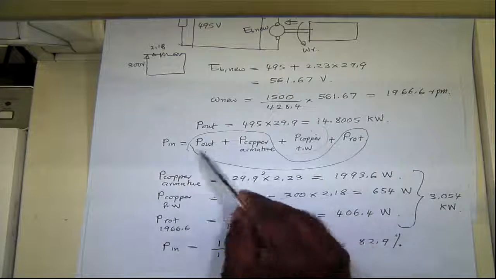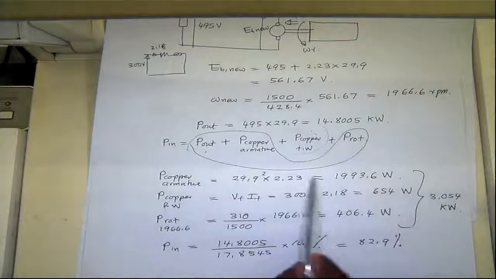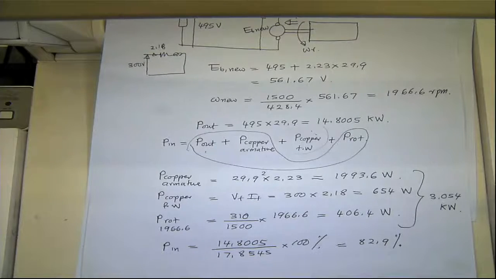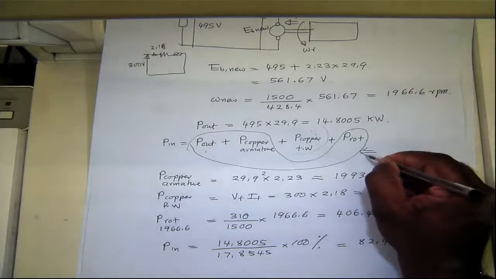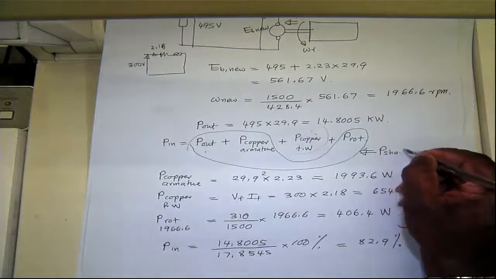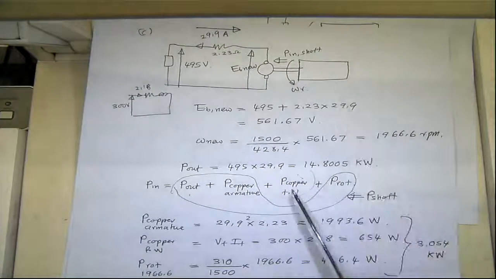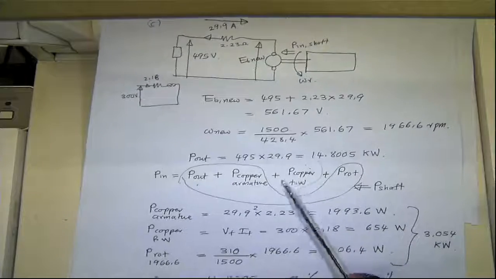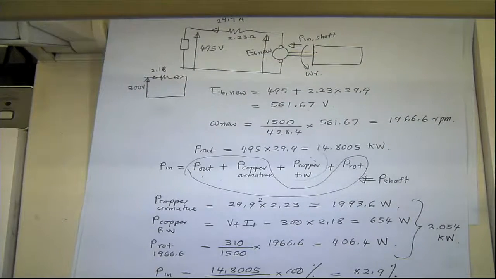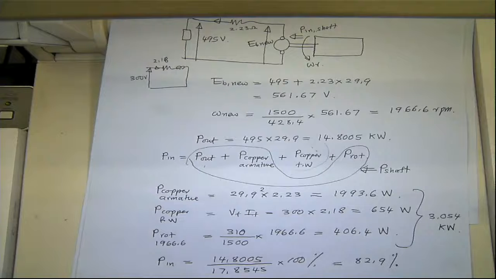So this bit I drew here is the power input from the shaft, this part here. This part is the P shaft power. That's input power from the turbine. And you add it up with the copper losses as well. That's the total input power to the system. All the power input, and you get out 14.805 kilowatts.